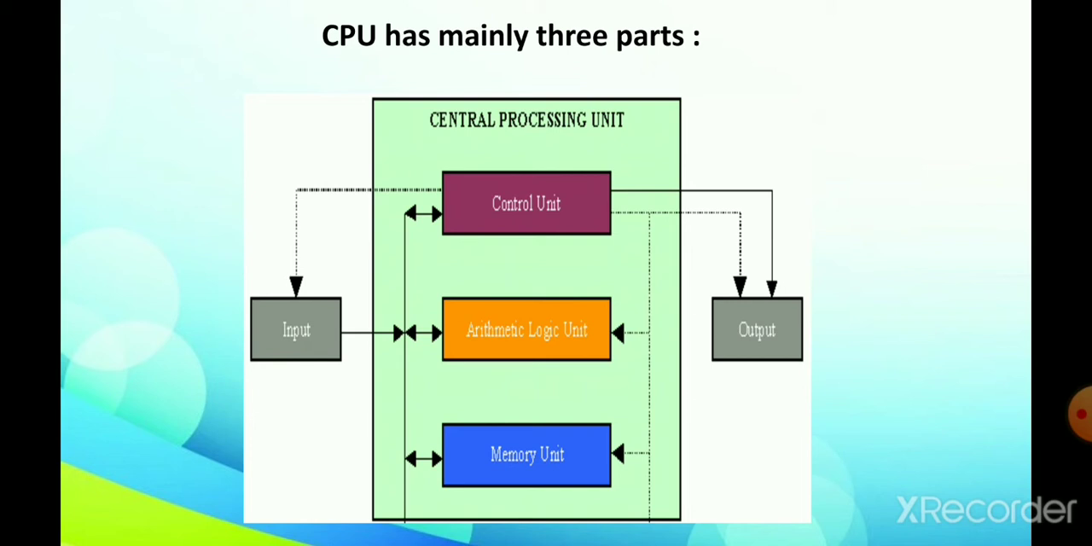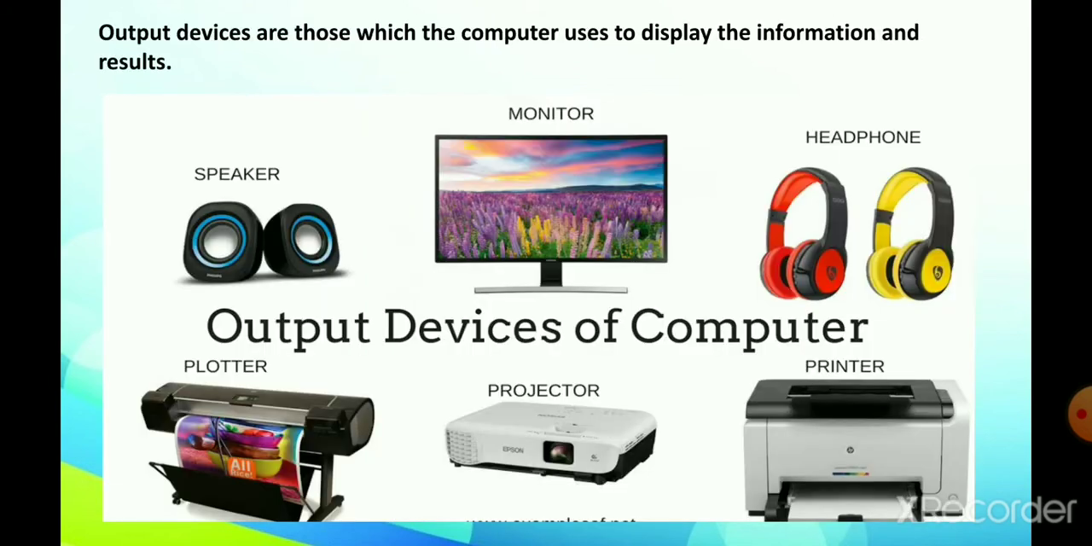Input devices we already discussed. Central processing unit, all three parts we have discussed. Now we will discuss output devices. Let us start. Output devices are those which the computer uses to display the information and result. There are many output devices like, see the pictures: monitor, speaker, headphones, plotter, projector, printer, etc.